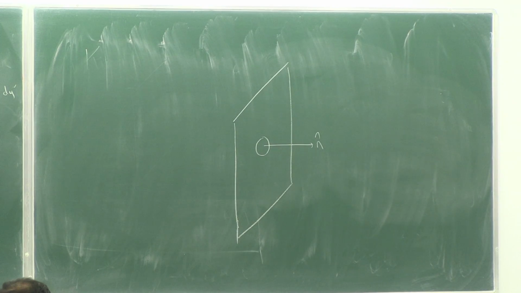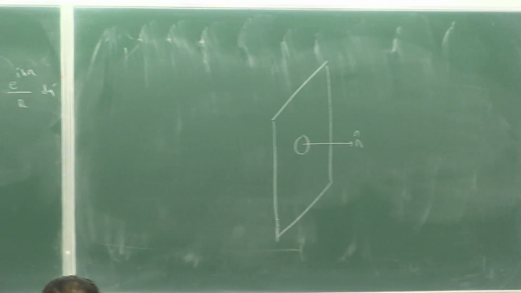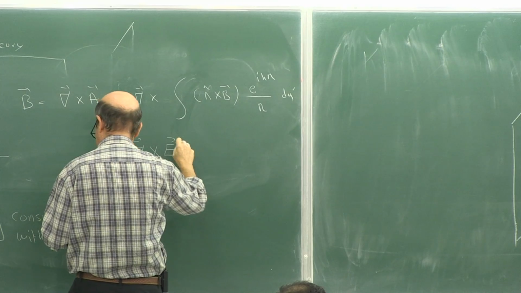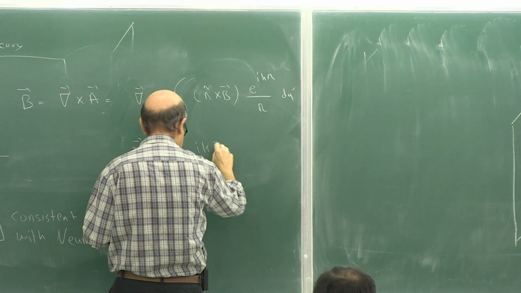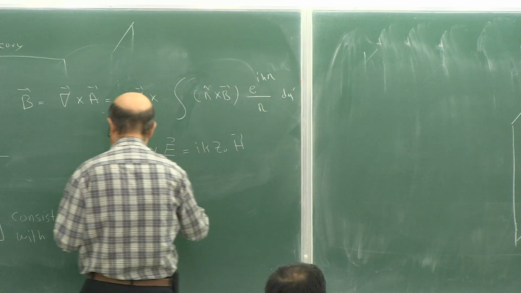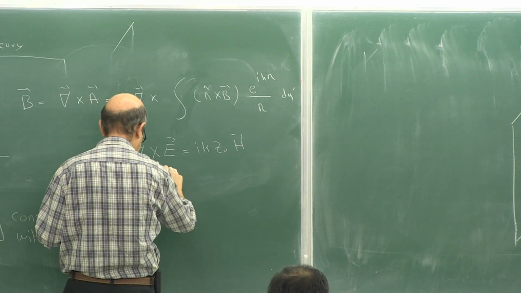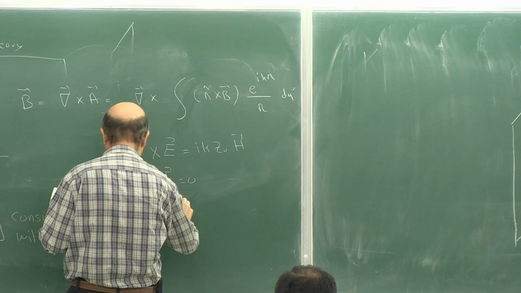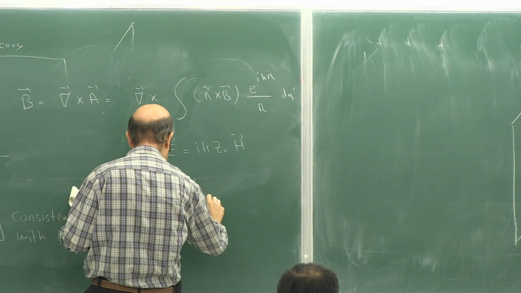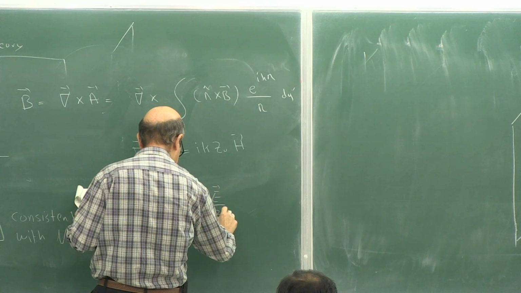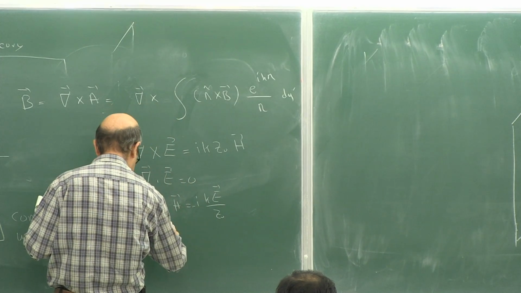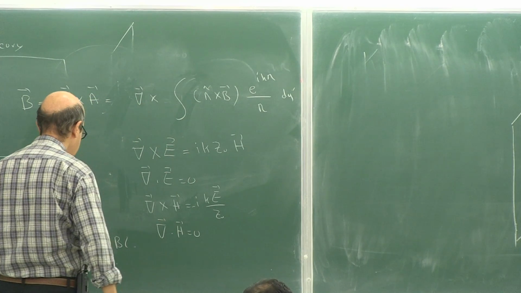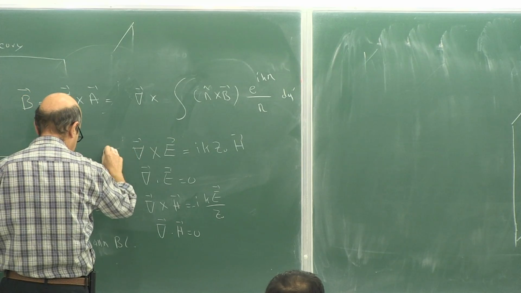So the trick is the following. Look at the Maxwell's equations in the free medium. This is very nice. You will see the very nice symmetry. Curl of E is equal to ikz0 h. Divergence of E is equal to 0. Curl of h is equal to minus ik E over z0, and divergence of h is equal to 0. So these are the Maxwell's equations.